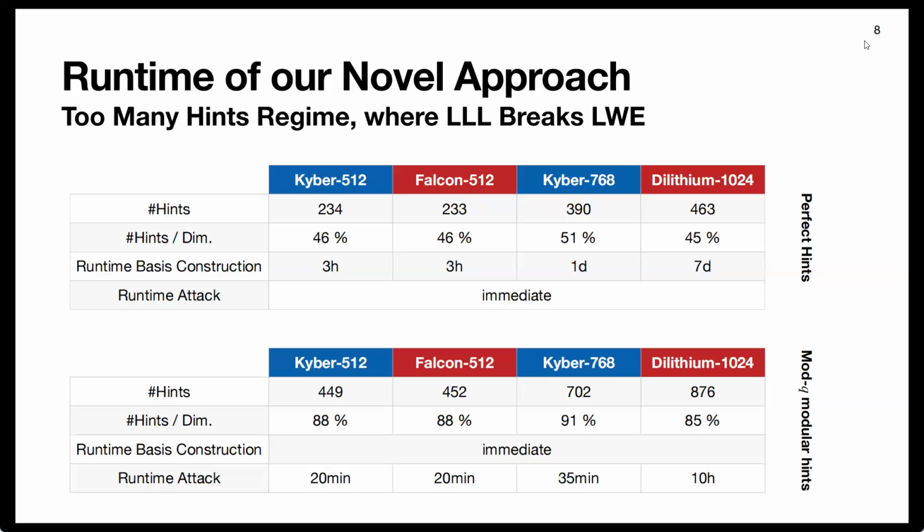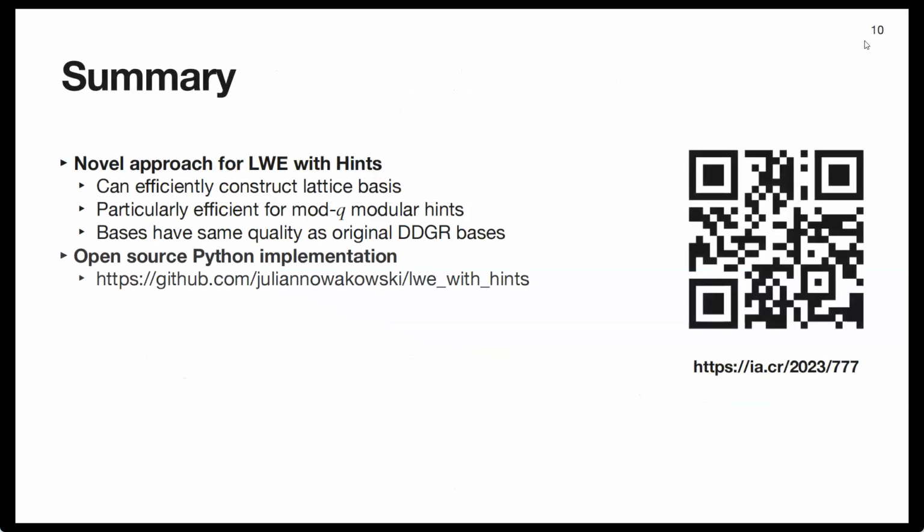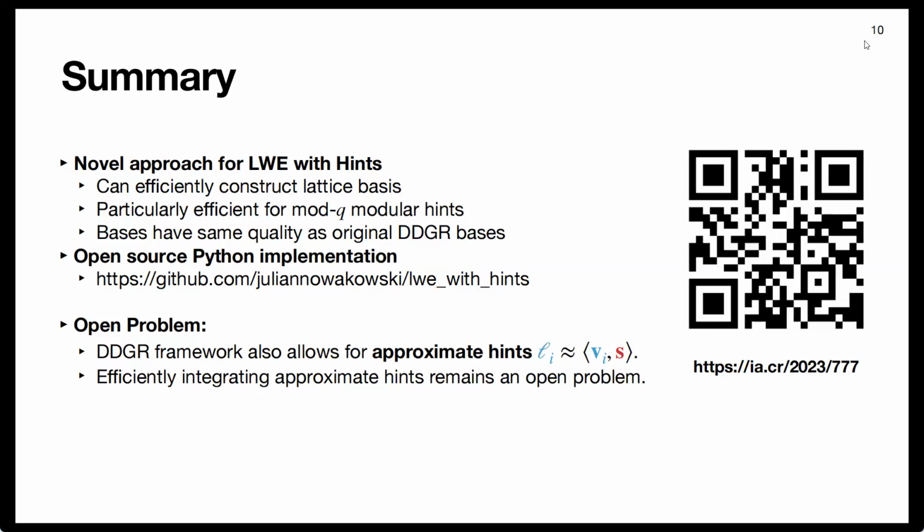Hi, I have a question about the last open problem that you mentioned about integrating the approximate hints. I was wondering if that means that with your approach, if you have these kinds of hints, you just disregard them, discard them, or whether you can do the transformation that you showed and then use the old approach of the new LLL.